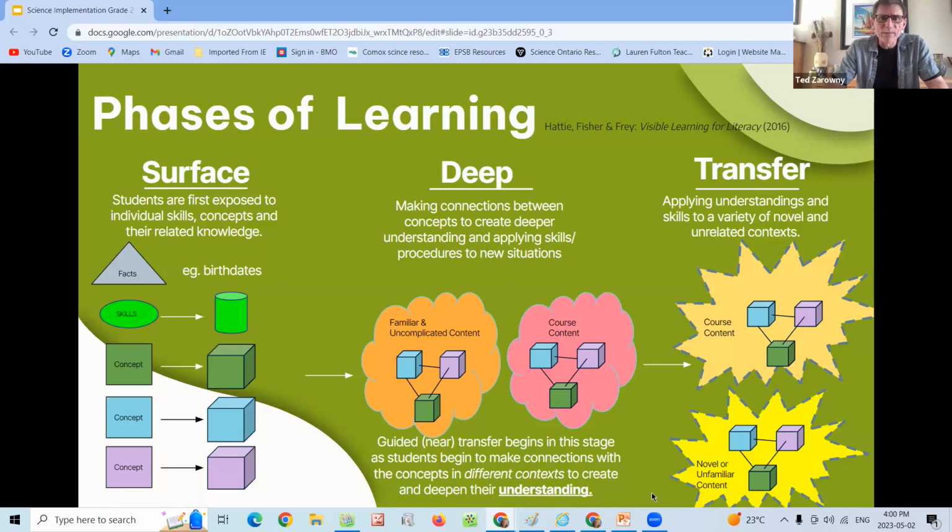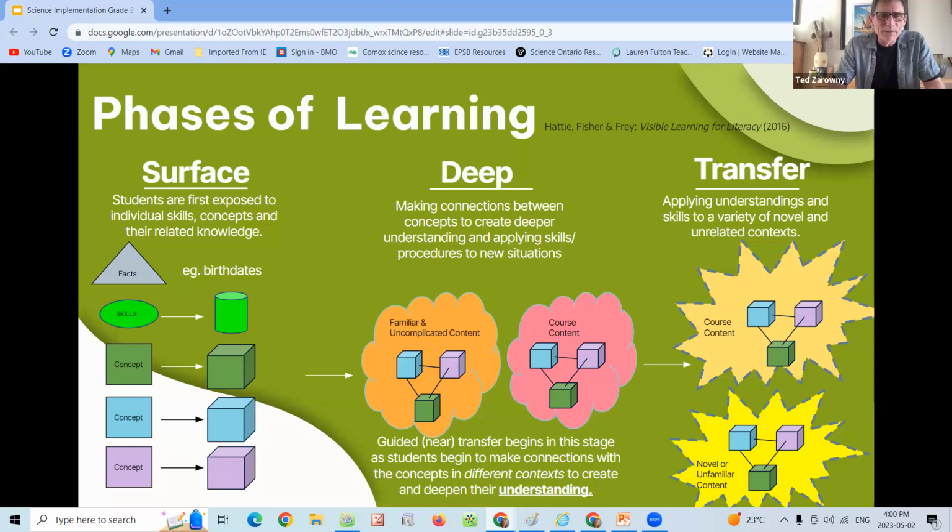One of them is that the way we're looking at this curriculum is through the lenses of the phases of learning. If you've never seen this graphic before, it may appear to be complicated, but it's really not too bad. What we want to do is begin at the surface level of learning. That's where we learn the basic things. We learn the facts. We learn the skills, what they are, and what steps are in the skills.